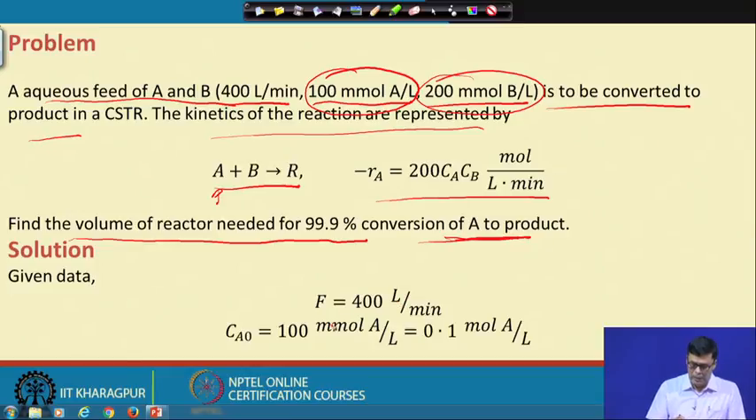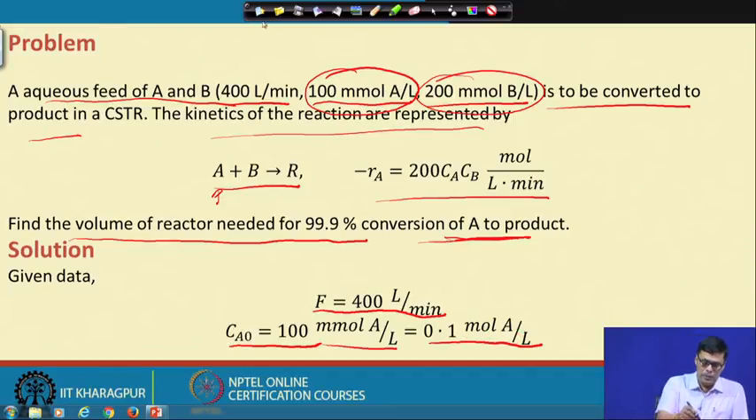Now, whenever we solve any kind of equation, I request all of you to please write down all the data, whatever is given, one after another. Here in this problem you see that the flow rate is 400 liters per minute. This is the volumetric flow rate. And what is the CA0 concentration? 100 millimoles of A. This I can easily convert into moles of A per liter, because this is millimoles. If you divide by 1000, then it will be 0.1 moles of A per liter.